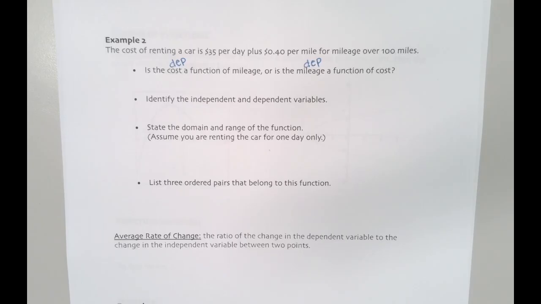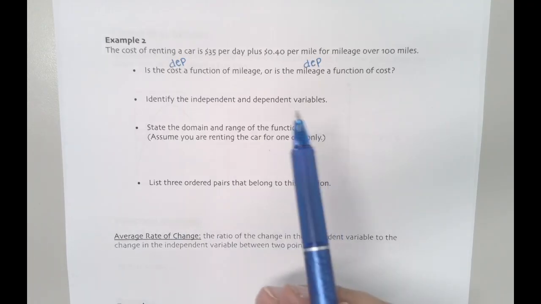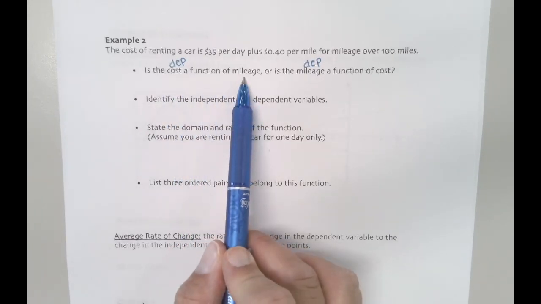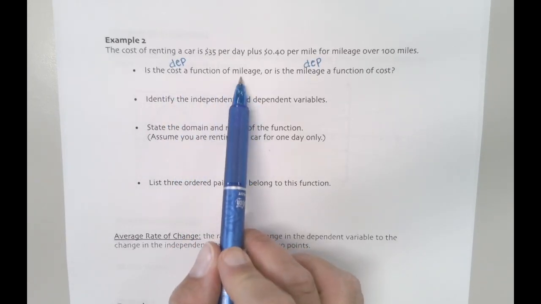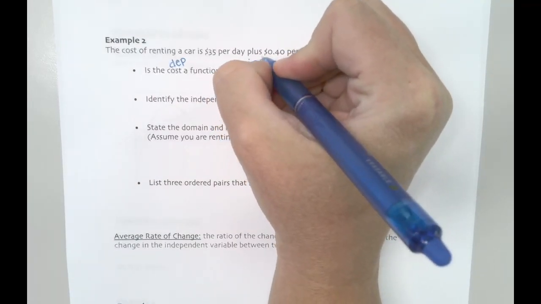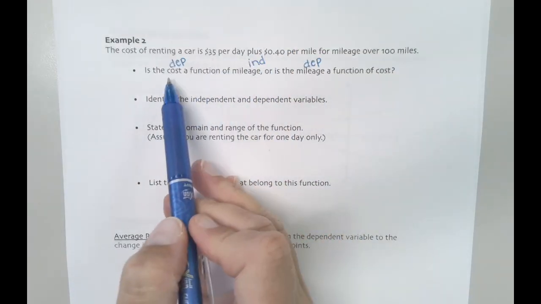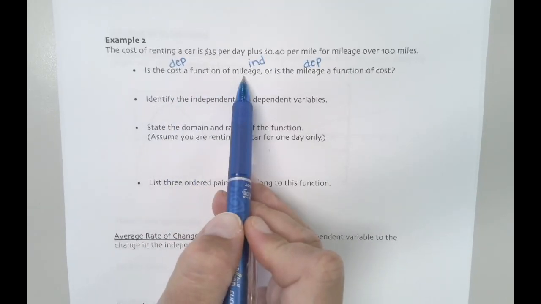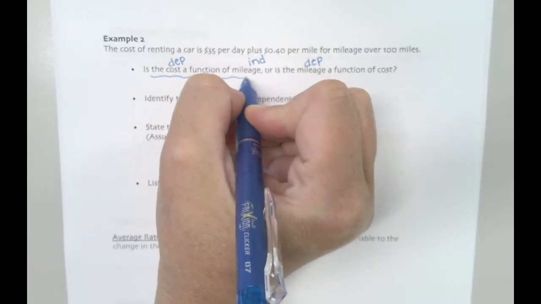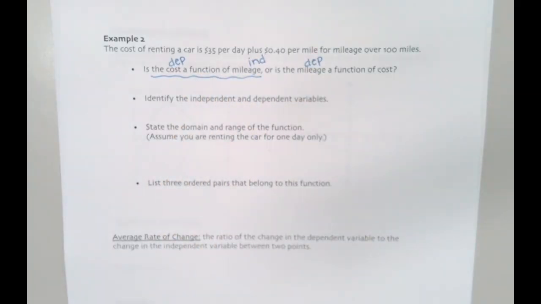Realistically, what's going to happen is you're going to drive however many miles you're going to drive, right? That's what you have control over. And then they're going to look at that mileage and then charge you for the cost. So it makes way more sense for the mileage to be in control. It makes way more sense for the mileage to be your independent. Okay? So the cost depends on the mileage. So I would say it's this first option here. Okay, the cost is a function of the mileage.